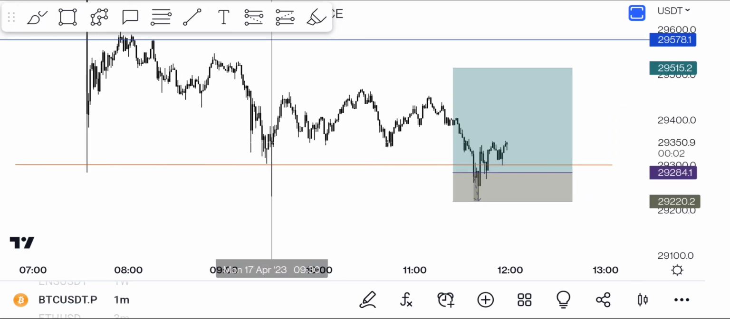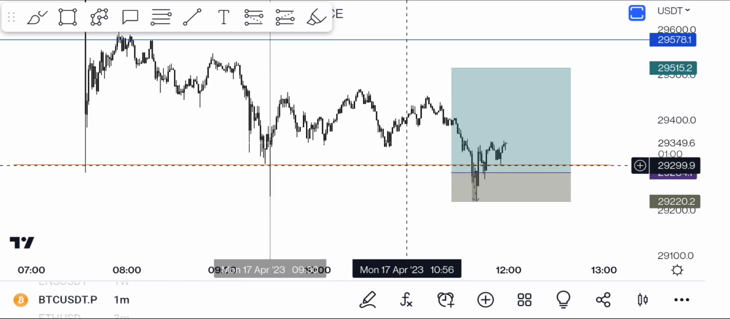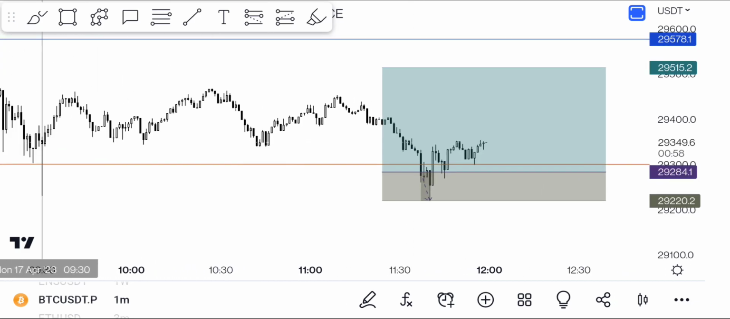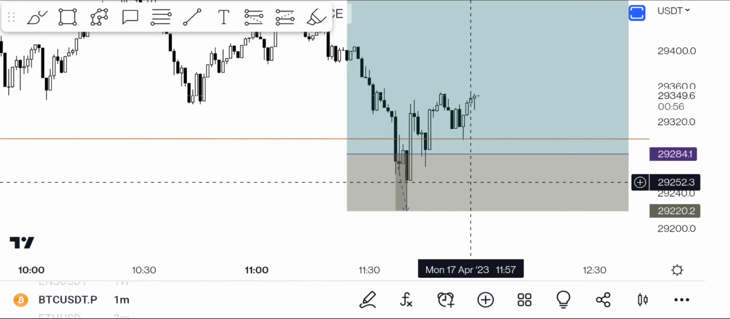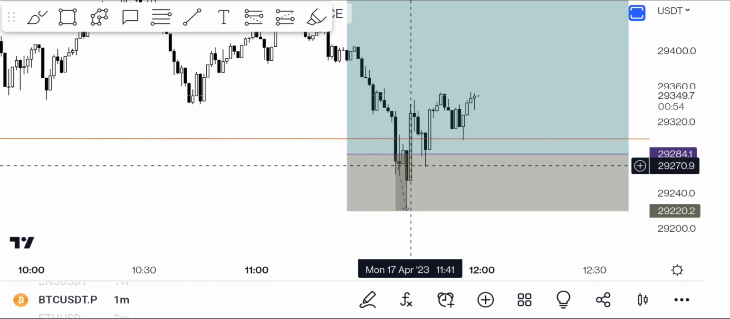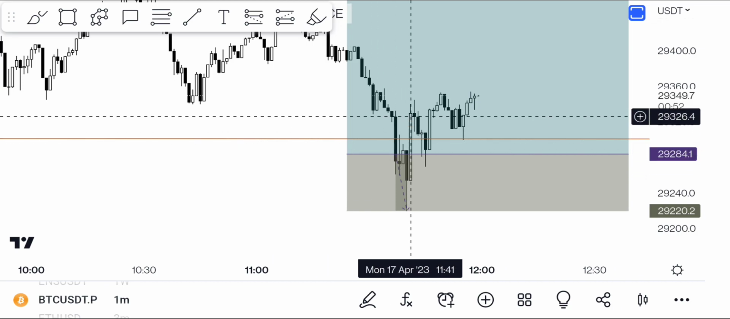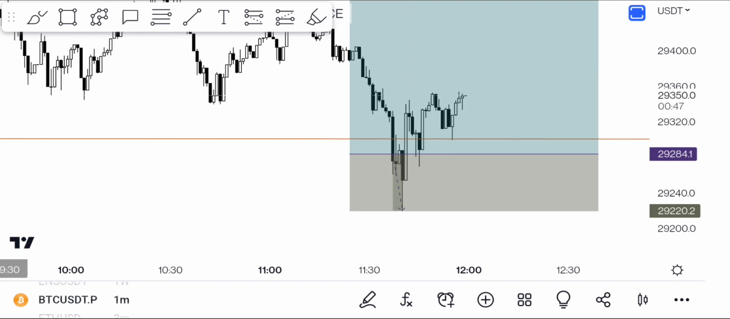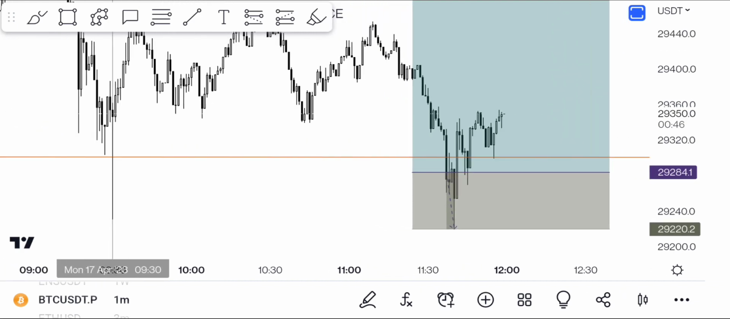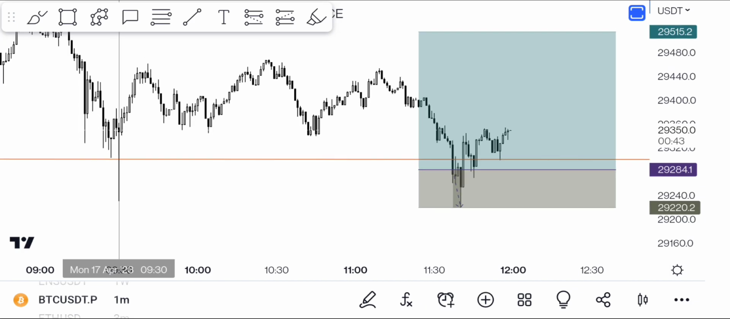So now I waited for this low to get taken, and here you can see these lows got taken and the next candle closed above it. So this is order block. I have already shared it in my other video.